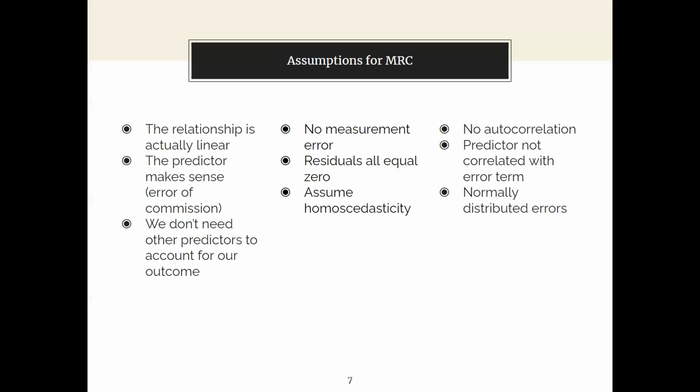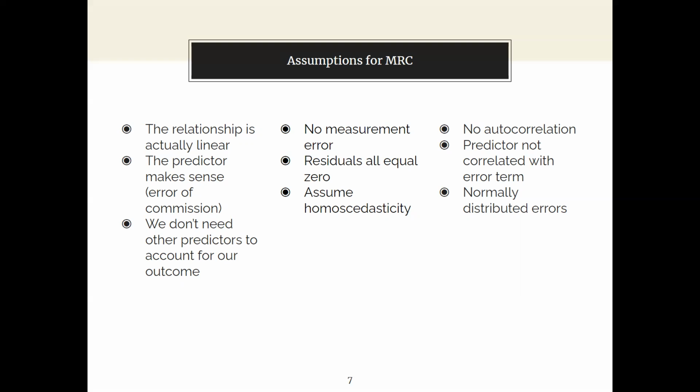First, we need to check that multiple regression is a suitable choice at all for our analysis. And to do that, we should check that we meet all of the assumptions for multiple regression. As you can see, there are a couple of them. First, we have to assume that the relationship is actually linear, not parabolic, or in this case, curvilinear. A linear relationship we would refer to as rectilinear, same thing. We can also assume that the predictor makes sense for the outcome. If not, this would be called an error of commission, where we would be attributing the wrong predictor to the outcome.